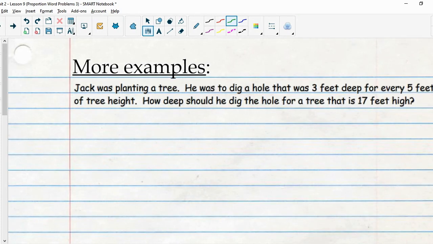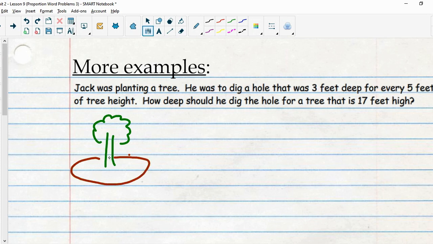Jack was planting a tree. He's trying to get a hole that's 3 feet deep. Okay, so I'm gonna tell you now, if you see questions like these, you should draw it out. Okay, you got that? So we got a tree here, that's my tree. Don't laugh, okay? Art is not my talent. So there's a tree, and there's a hole. So he's gonna do a hole like that, right? That's 3 feet deep.